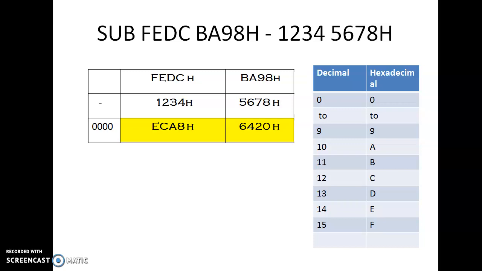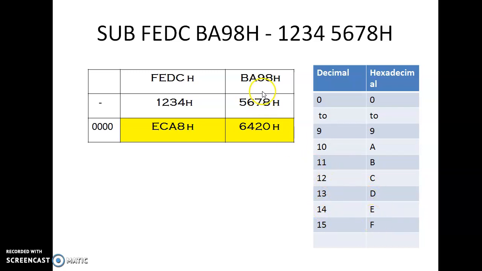Now you can see that the first number is FEDC BA98. The second one is 1234 5678. Both are 32-bit numbers. Now how do we perform subtraction in hexadecimal numbers? We know that 0 to 9 are the same in decimal and hexadecimal, whereas 10, 11, 12, 13, 14, 15 are A, B, C, D, E, F. So 11 indicates B, 12 indicates C, 13 indicates D, 14 is E, 15 is F.